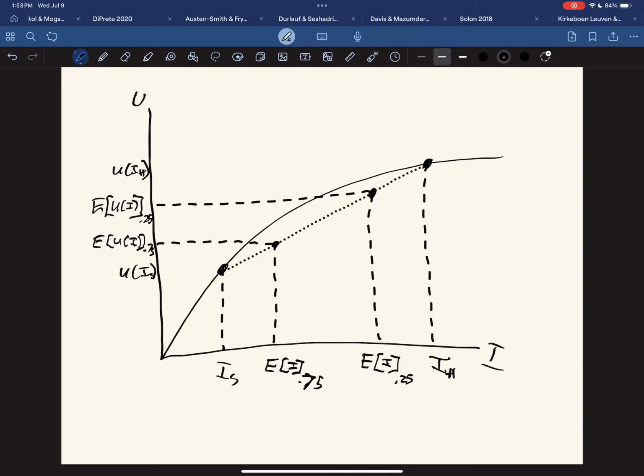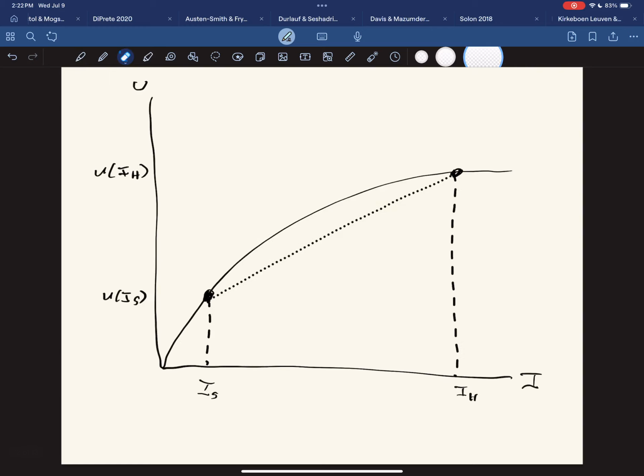So you'll notice again, when my odds of getting sick are low, my expected utility is higher than my expected utility when my odds of getting sick are high, as is my income, right? So if there's a 75% chance I get sick, my income's down here. That's less than if there's only a 25% chance I get sick.